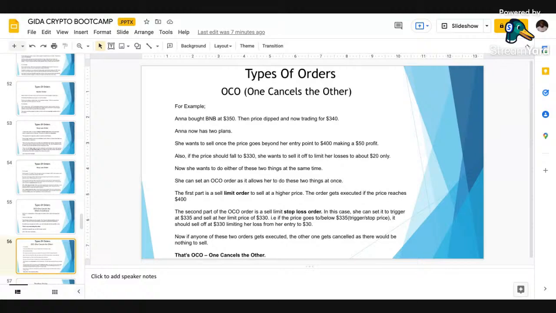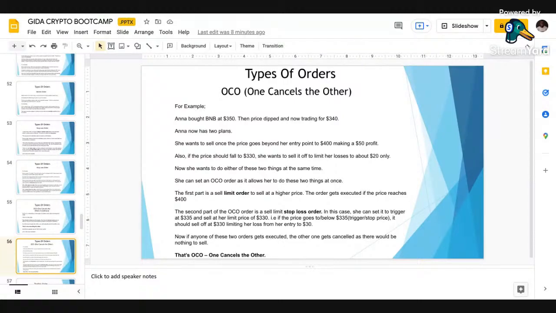So she has two plans. One is to sell at 400. Her second plan is to sell at 330 if this coin keeps falling from 340. It now falls to 330. She wants to sell at 330, making a $20 loss. Normally, like I said, you can only set take profit using a limit order, or you set stop loss using a stop limit order. But with OCO, it combines the limit order together with the stop limit order.